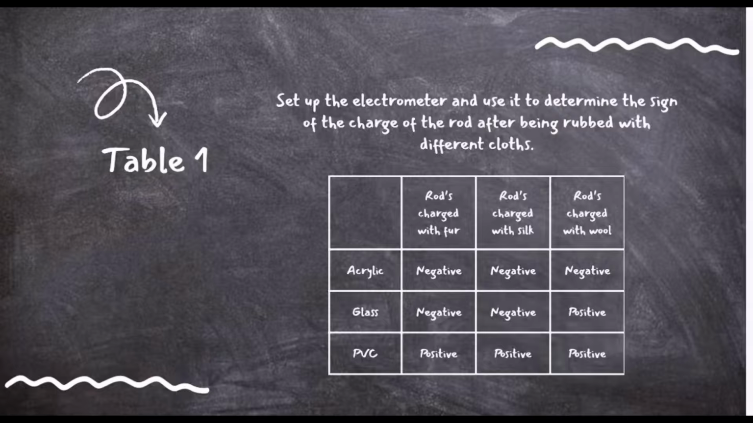For the glass rod, the charge was negative with fur, negative with silk, and positive with wool.